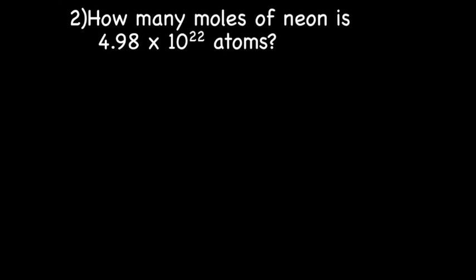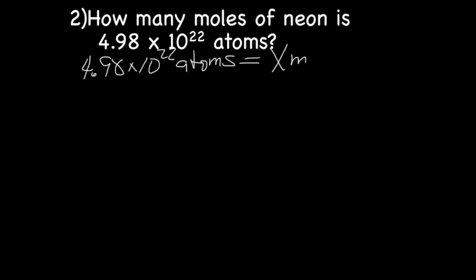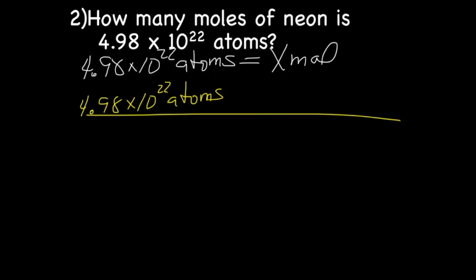All right, next we have how many moles of neon is 4.98 times 10 to the 22nd atoms. So we'll start with my math problem, which is 4.98 times 10 to the 22nd atoms. That's what I know, and I'm trying to find the number of moles. So next I'll write my grid and put my known in, 4.98 times 10 to the 22nd atoms over 1.